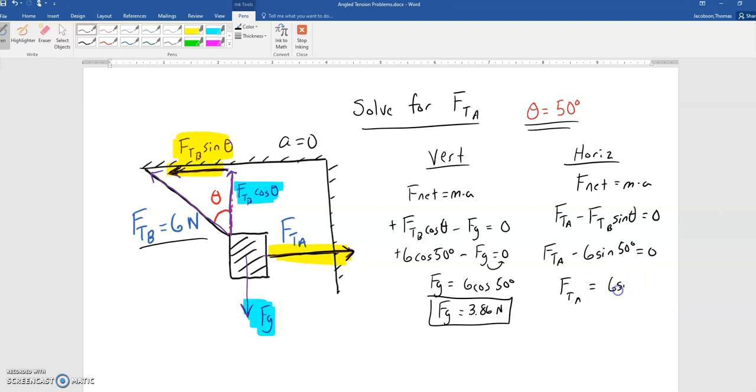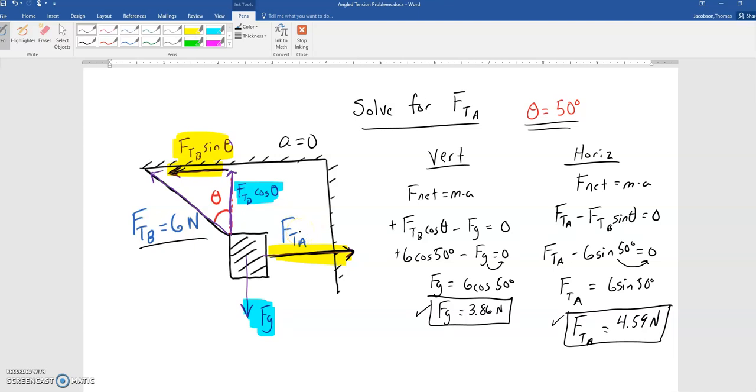FTA equals 6 sine of 50 degrees, since I brought this to the other side. At this point, I can just go to my calculator. 6 times the sine of 50 degrees is 4.59. It turns out that I didn't need to do the vertical forces. In a test situation, I could ask for FG and we solve for it. In this case, we didn't need it, and we could have just done the horizontal forces and got 4.59. The way to know that is, we're looking for FTA, and FTA is a horizontal force.